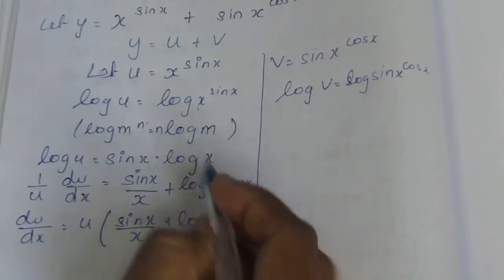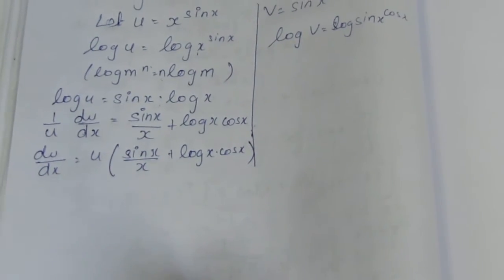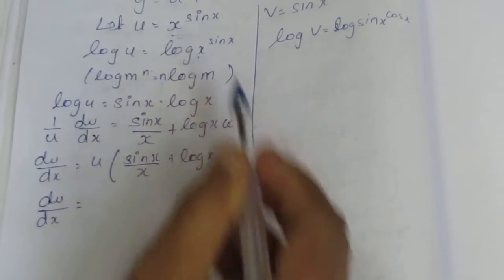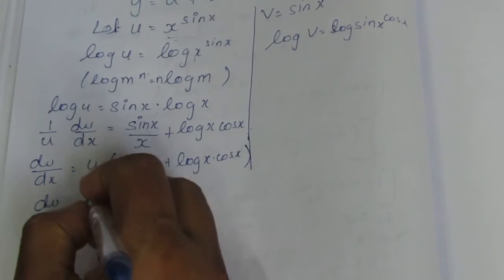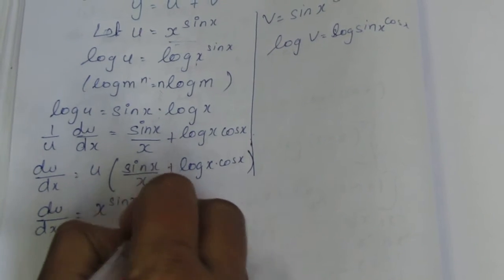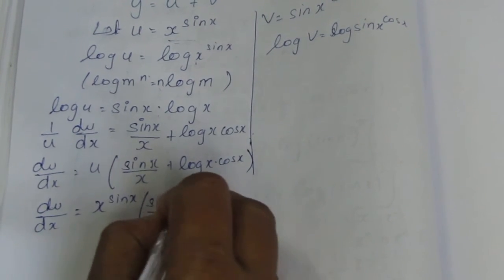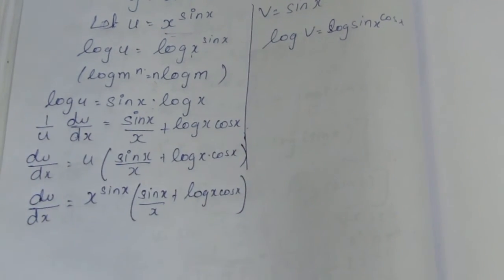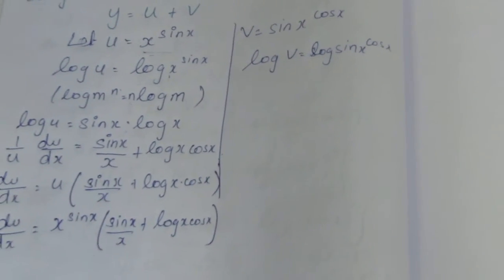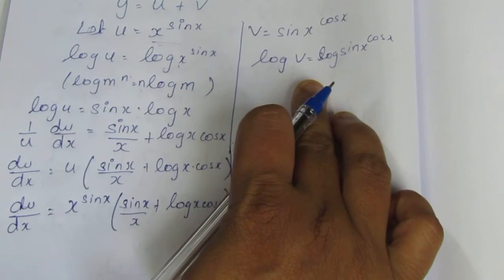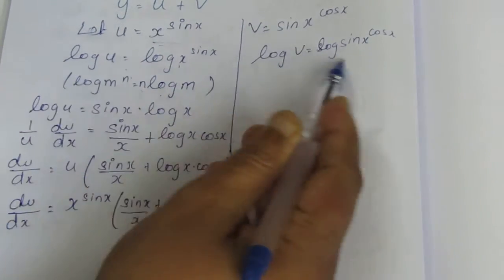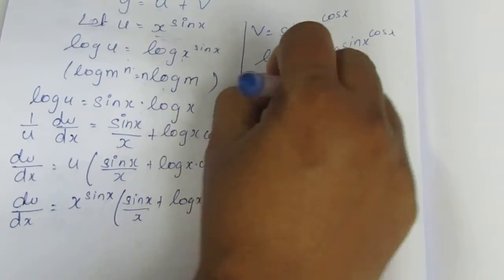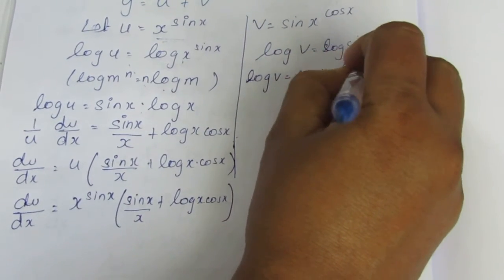Now substitute the u value here. So du by dx is equal to, u is x power sin x, so x power sin x into sin x by x plus log x cos x. This is your du by dx. The same way we need to find dv by dx. For that reason, the same formula we are going to apply here. The power will come to the front, so here it becomes log v is equal to cos x log sin x.